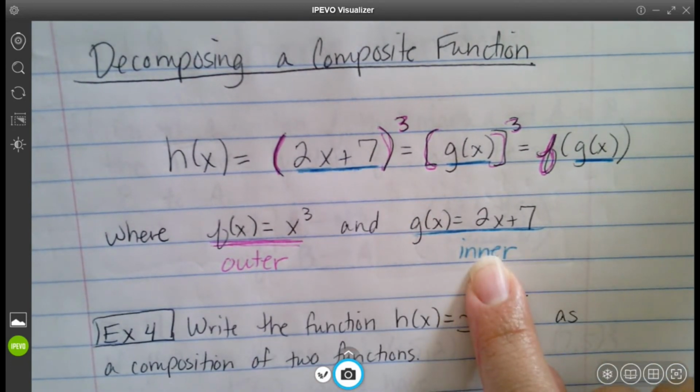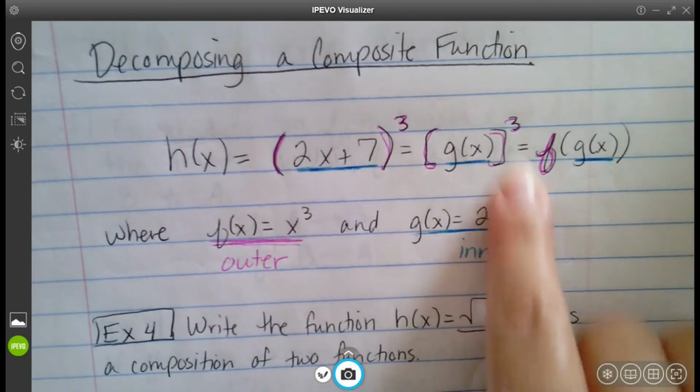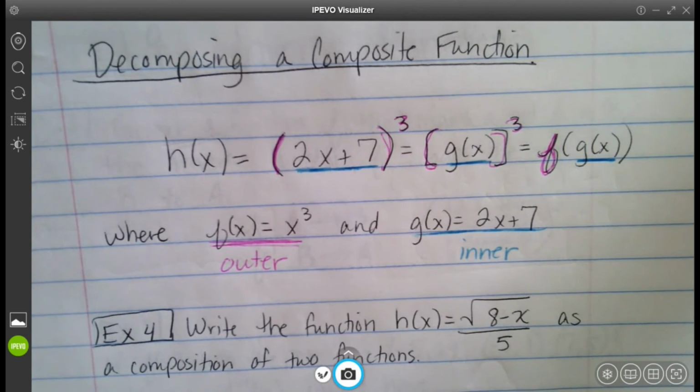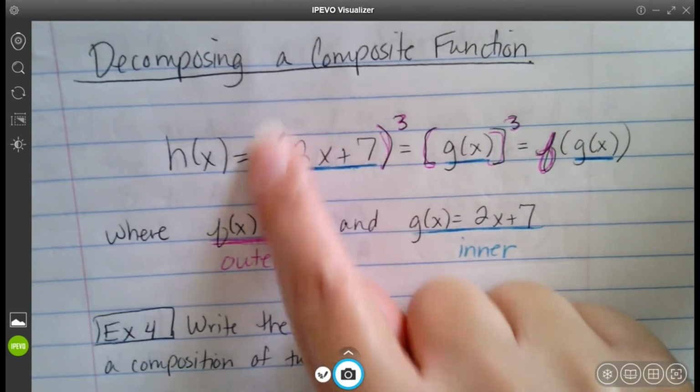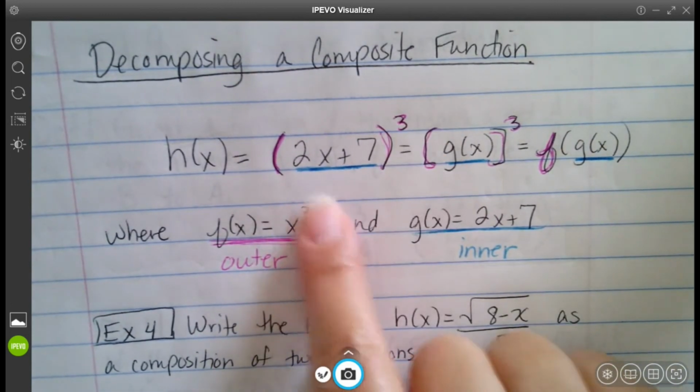Okay, so this takes a little bit of practice because you kind of have to know your parent functions a little bit. Okay, so for instance, if this was a square, you would say this is x squared. If this was a square root, you would say f of x is the square root of x.